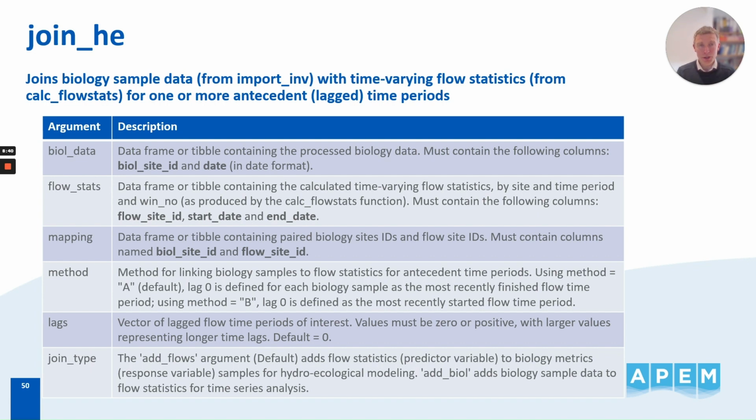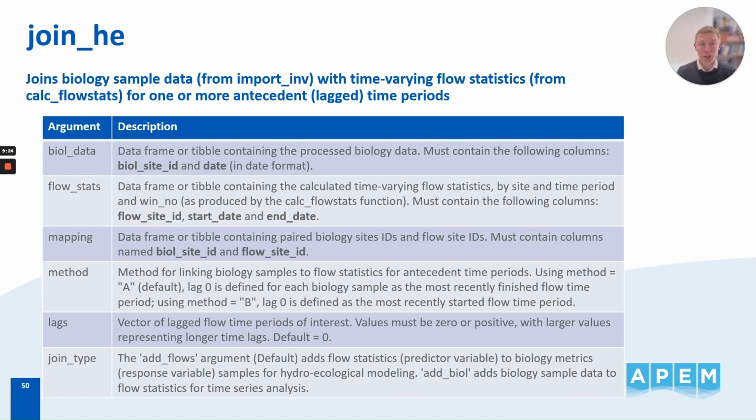One thing just to note, and you can see I've highlighted a few bits in the table here, is that this function expects those two data sets to contain certain hardwired column names. So the biology data must contain columns called biology site ID, that's a unique identifier for each site, and also a date column which indicates the date on which the sample was taken. Similarly, the flow statistics must sit in a data frame which has a flow site ID, indicating the location of that gauging station, and a start and end date, which define the time window for which the flow statistics have been calculated.